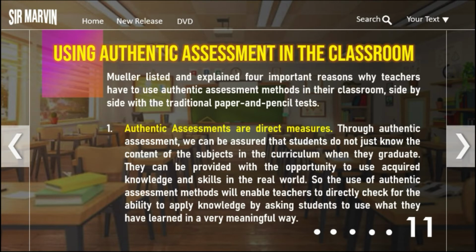Okay, so this is what I have mentioned to you earlier. Authentic assessments are direct measures. Madedetermine agad ni teacher kung talaga bang natuto si student dun sa content of the lesson or dun sa concept na tinuro ni teacher sa classroom. Okay, paano niya madedetermine? Of course, i-apply na ni student yung natutunan niya sa classroom.